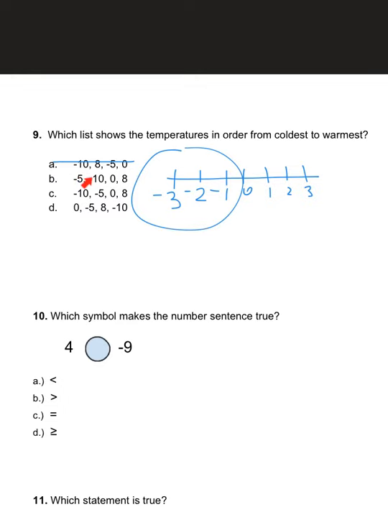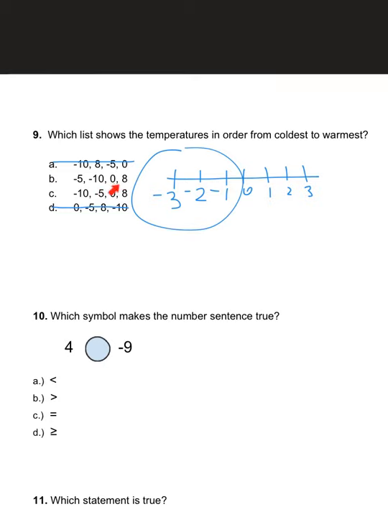I'm going to leave that alone for now, so I can eliminate others if possible. Letter C says -10, -5, 0, 8. Okay, maybe that's the answer. And the last one says 0, then -5, then 8, then -10. Again, just like answer choice A, that's a combination of positives and negatives mixed together, so that's going to be out. Now looking more closely at these two.